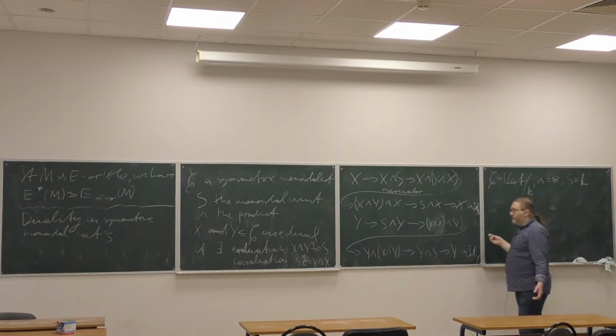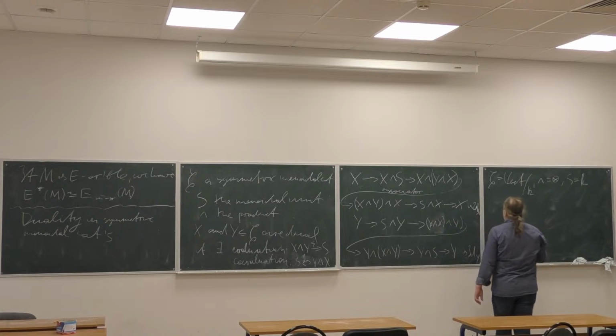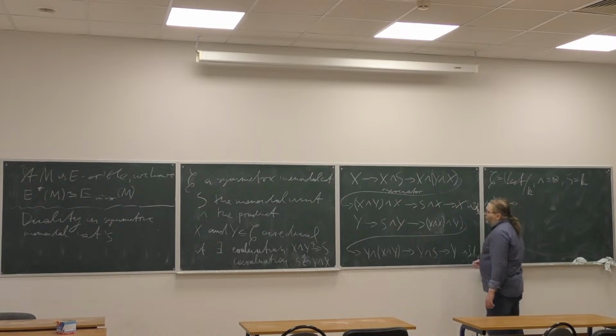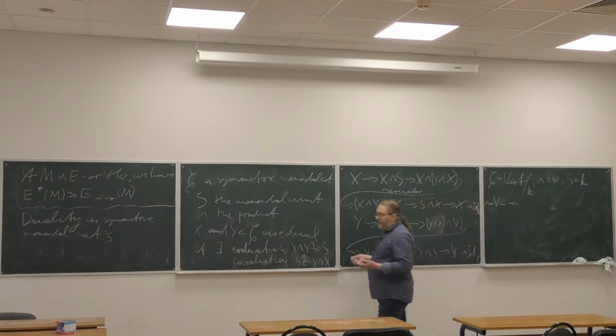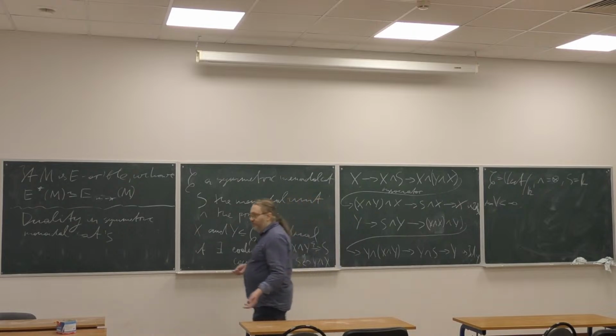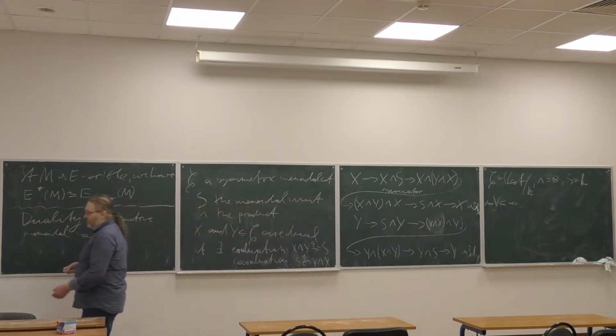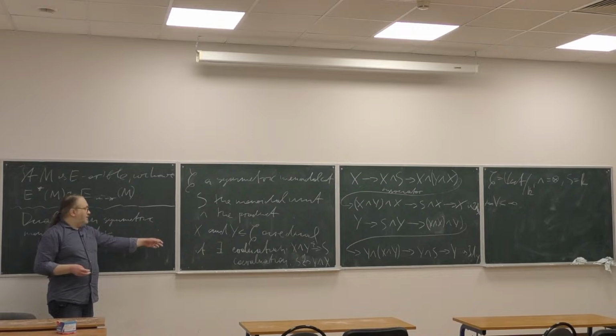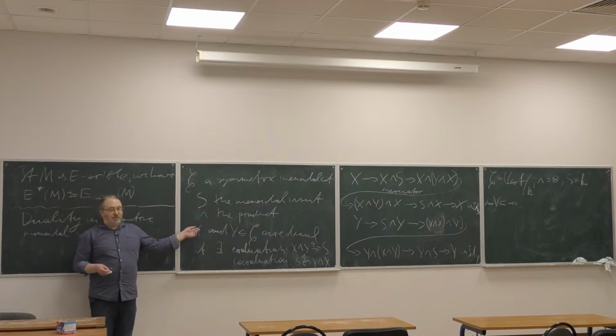Vector spaces over a field K. So we sort of suspect that the spaces for which there's a sensible notion of duality are finite dimensional.